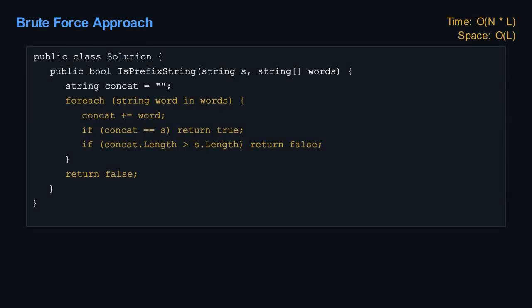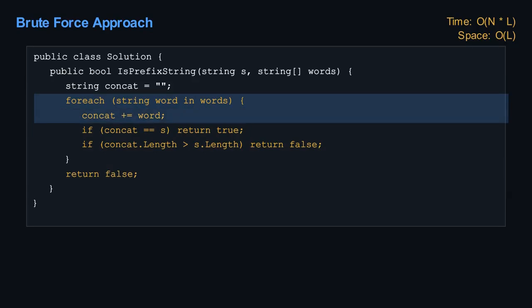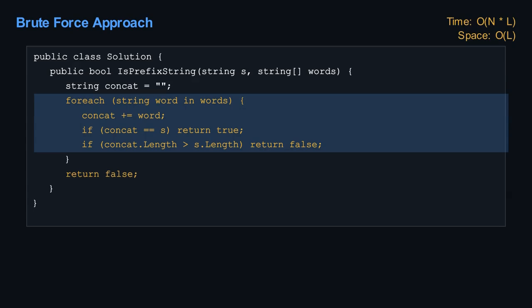A common first thought for this type of problem is to build up a concatenated string. We can iterate through the words array, appending each word to a new string. After each append, we check if this new concatenated string equals our target s. If it does, we return true. If the concatenated string ever becomes longer than s, we know it's impossible, so we return false. This approach works, but repeatedly concatenating strings can be inefficient, potentially creating many intermediate string objects.